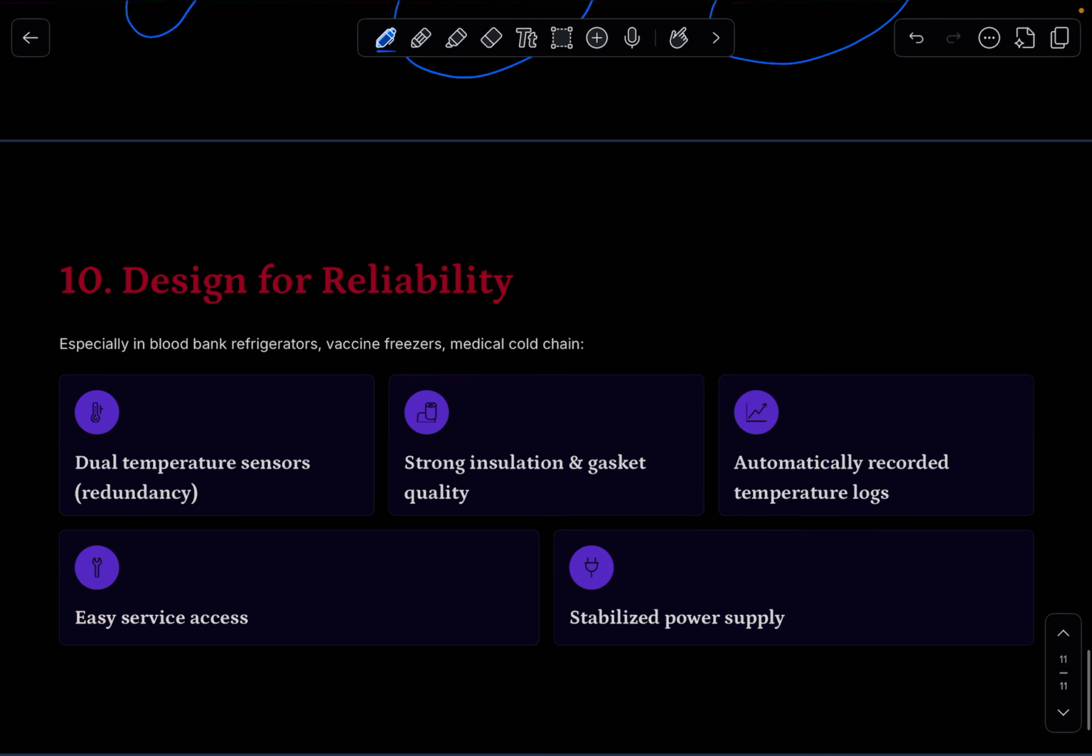Okay, so to summarize, as we are going to discuss in detail the design of our refrigeration systems, especially the design of blood bank refrigerators, freezers for vaccines or other cold chain things, all these parameters and design principles have to be kept in mind, and accordingly, if your fundamentals are clear, the design would then be better.